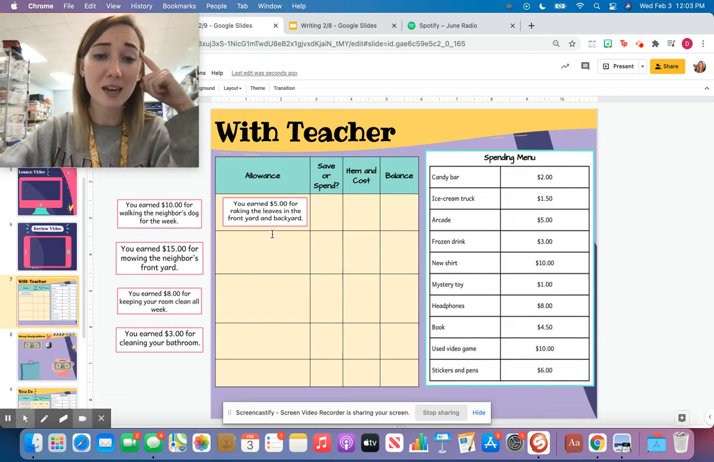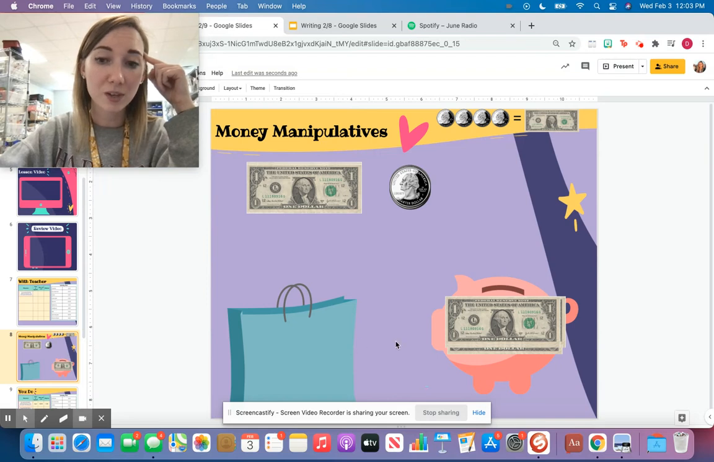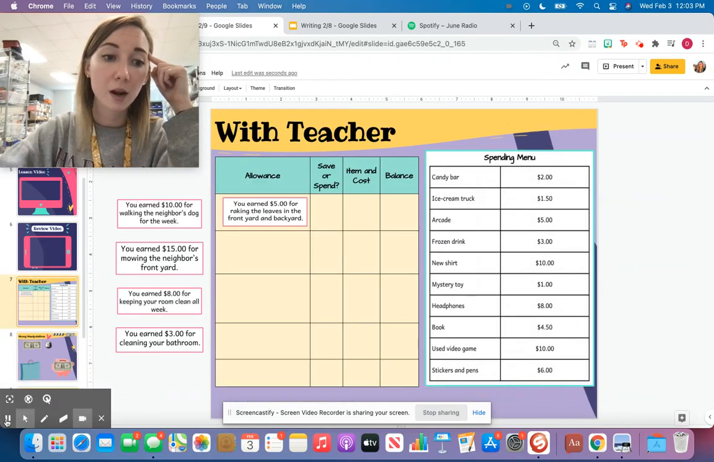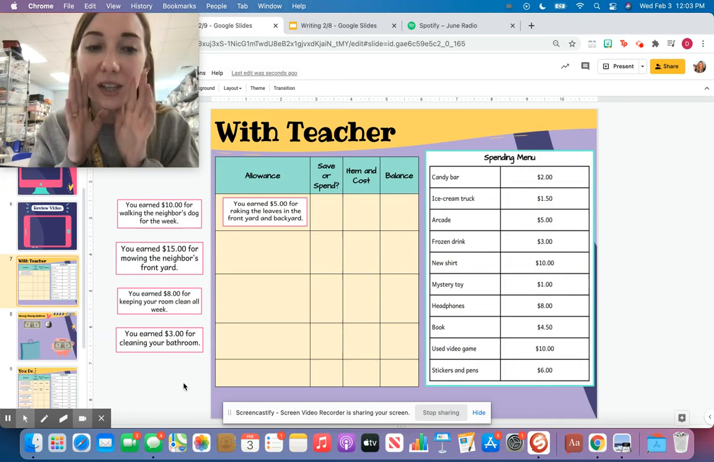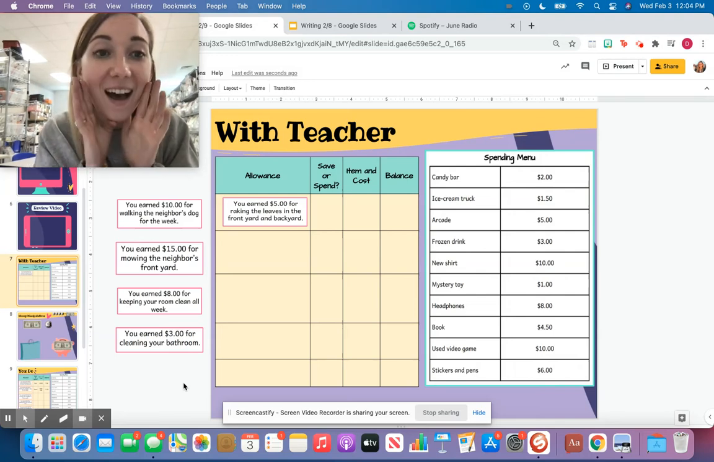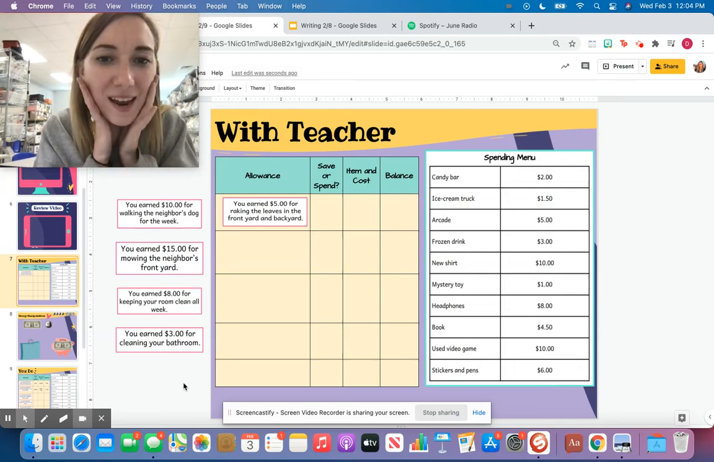I want you guys to think about my $5 in this piggy bank over here. Should I spend it instead? Should I take it out of my piggy bank and go spend it? What do y'all think? We're gonna pause. All right, what do y'all think? Should I save or spend? Tell me what you think. Shout it out. Oh, I heard some people say save.